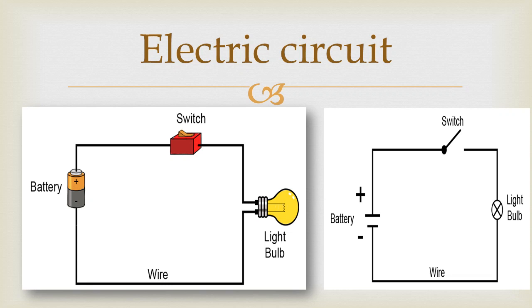On the removal of the cell, the electric current flowing through the circuit stops. If we remove the cell or a battery, the electric current flowing through the circuit will stop, as indicated by the bulb which ceases to glow. This type of connection of electrical components is called an electric circuit. So you can see in the diagram a simple electric circuit containing a switch or plug key, battery or a cell, wire and a light bulb.